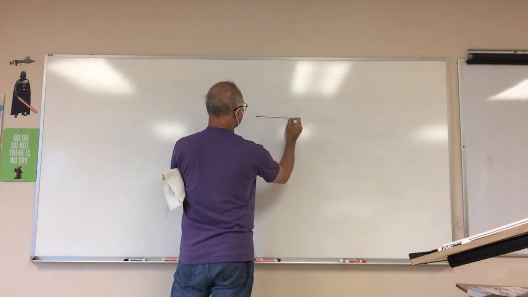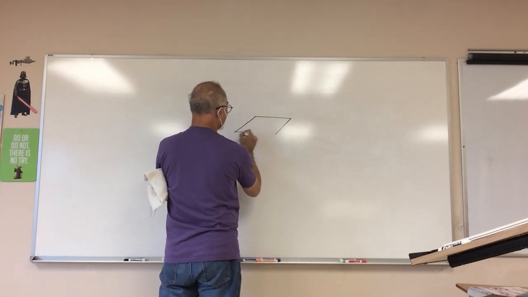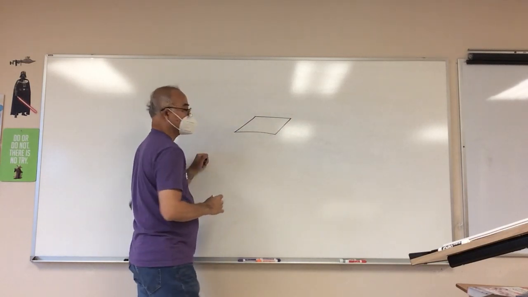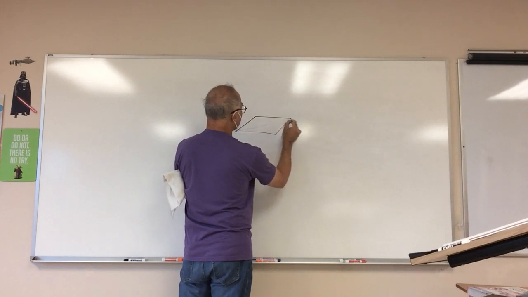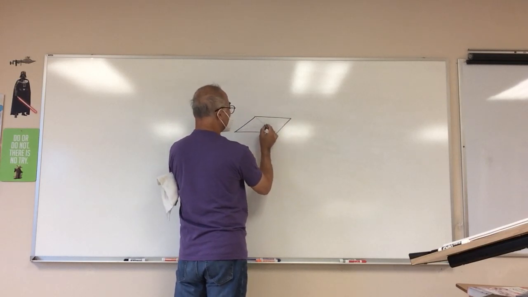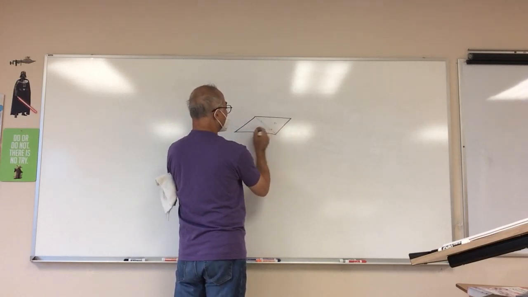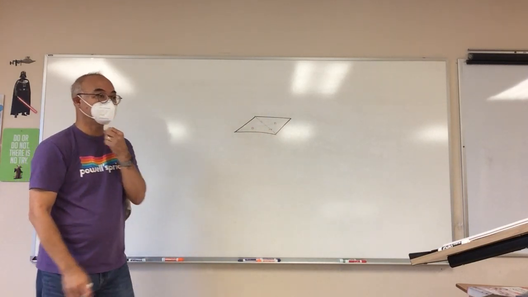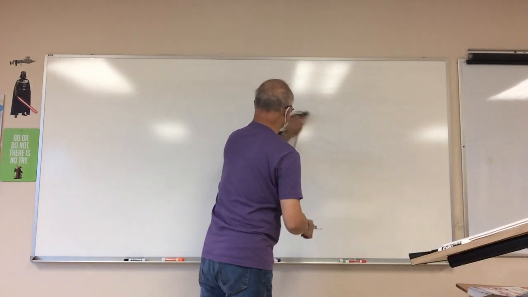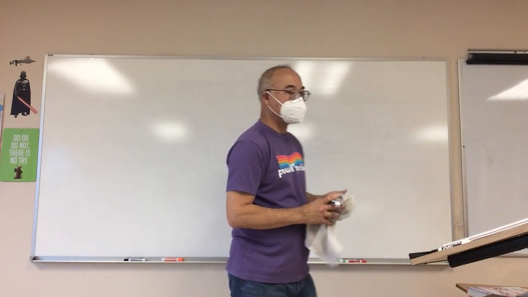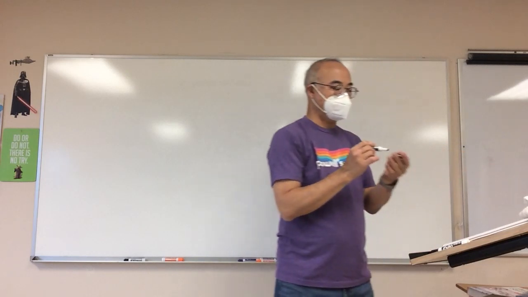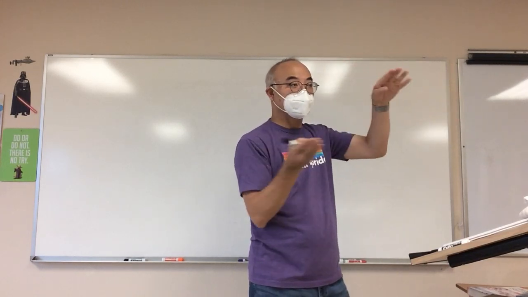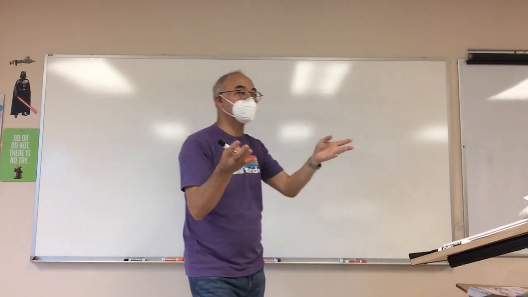Okay. And the two diagonals of a parallelogram bisect each other. That's a parallelogram. Is a rectangle a parallelogram? Yes. Right, because both pairs of sides are parallel, correct? So a rectangle is a parallelogram.